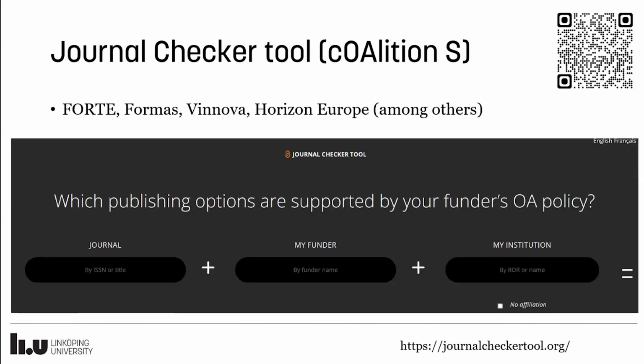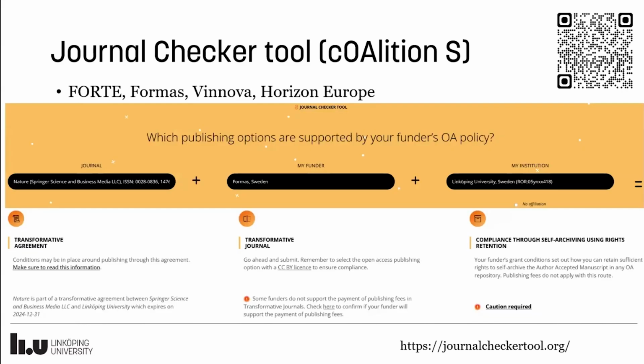So if you're thinking, well, this is a lot to take in, and if you have a Coalition S member funder, then you're in luck, because they have developed a tool called Journal Checker Tool, where you can write which journal you want to publish in, and what your funder and your institution are. Say I want to publish in Nature, and I have Formas as a funder, and I'm at Linköping University. Then you get 3 different options back, where you can read more about these different routes. Maybe it's because they have a transformative agreement, for instance, or you can use rights retention strategies, etc.